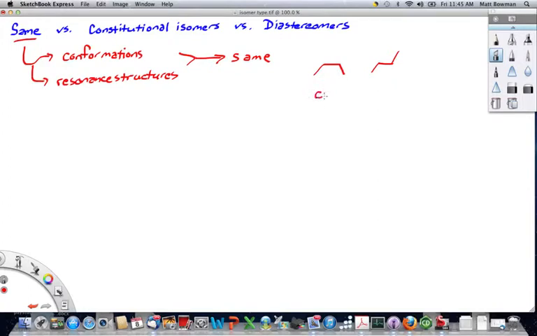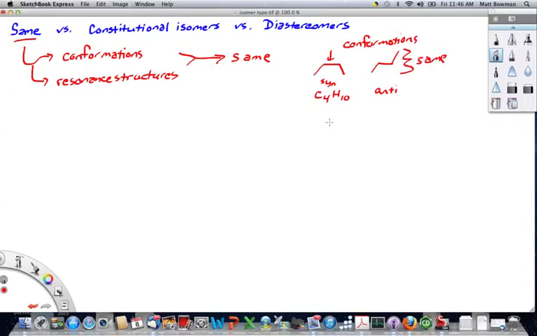Both of them have the formula C4H10. The only difference is this one is in a syn conformation and this one is in an anti conformation. The way you relate the two to each other is just rotation about a carbon-carbon single bond. And you can rotate about carbon-carbon single bonds, so these two are just conformations. So these represent the same molecule.